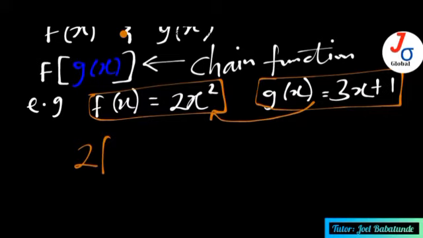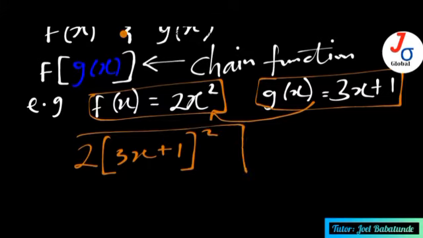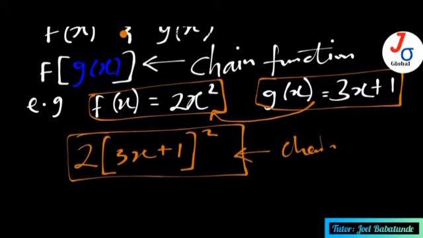So that becomes 3x plus 1 all squared. So you can see the squared, which is the f. You can see x representing all of g, then squared. So now you see that this is a chain function. So this is how to identify chain functions. So by that you know that that's a chain function.